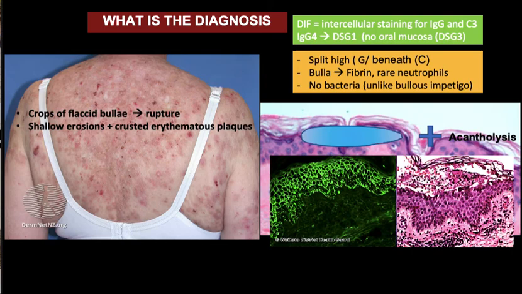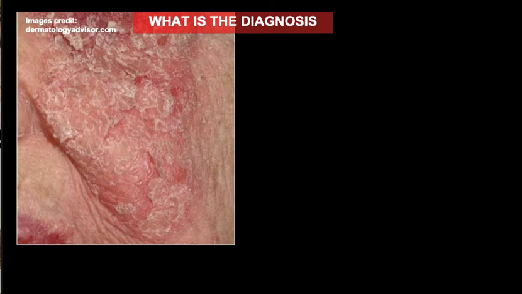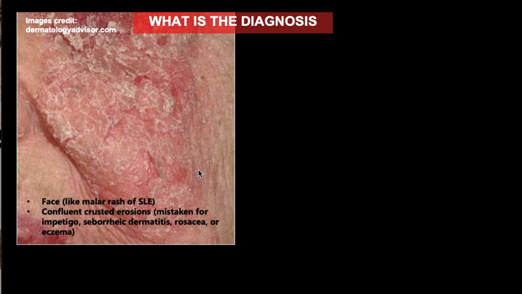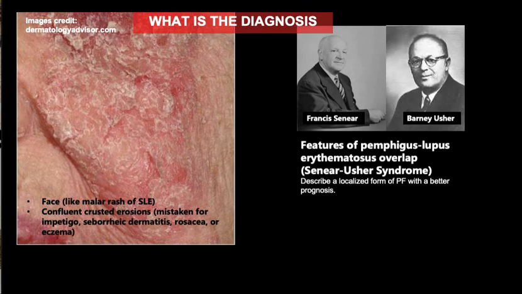The other lesion also associated with pemphigus foliaceus is this rash on the cheek of this lady that looks like an SLE type of rash, where you see it is crusted and sometimes is misdiagnosed as impetigo or seborrheic dermatitis or rosacea or eczema. It was named after Senear and Usher, and usually they use this name syndrome to refer to pemphigus erythematosus, because when they studied this disease, they thought there is an overlap between SLE and pemphigus foliaceus, but later on the studies found that it is a localized form of pemphigus foliaceus with better prognosis.